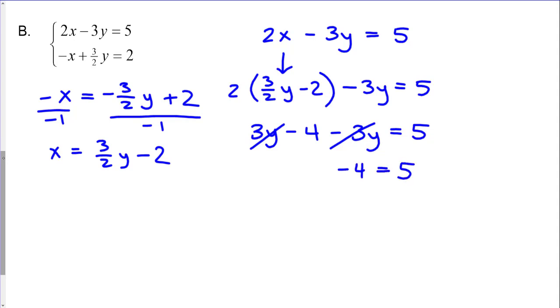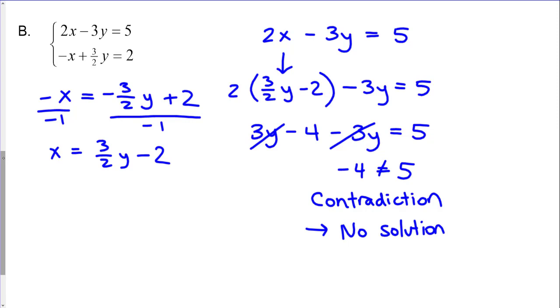-4 equals 5. There are no variables remaining in the equation. All the variables have canceled out. And certainly, -4 does not equal 5. This is a contradiction. And when you have a contradiction, that's an indication that there is no solution to this system. So, essentially what that's telling me is that the original two lines were parallel to one another. So there's no solution.